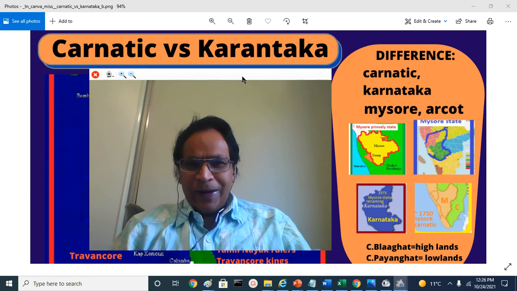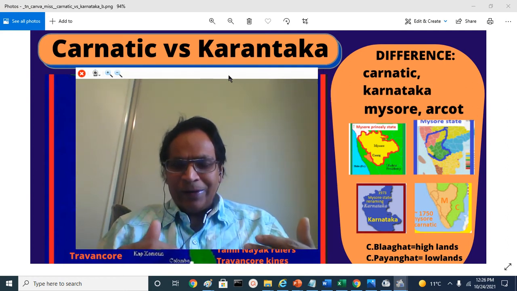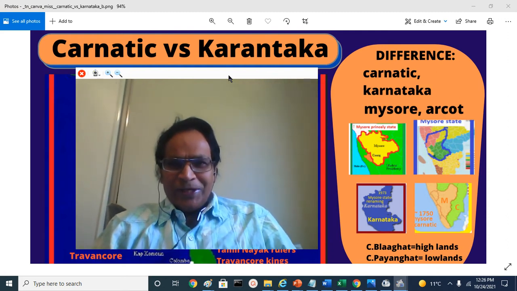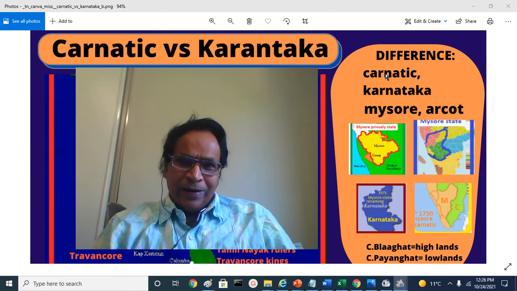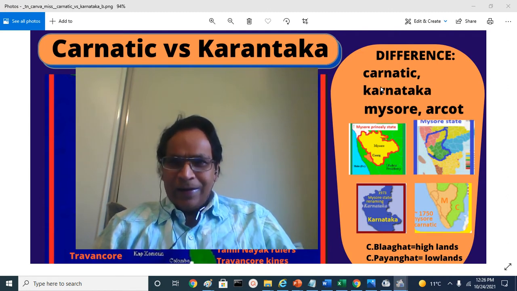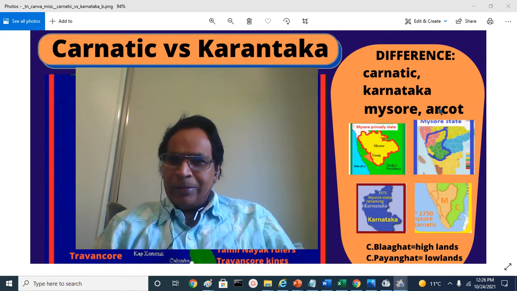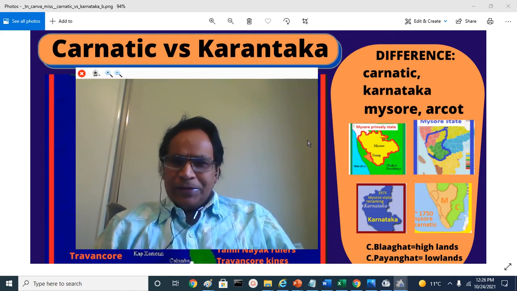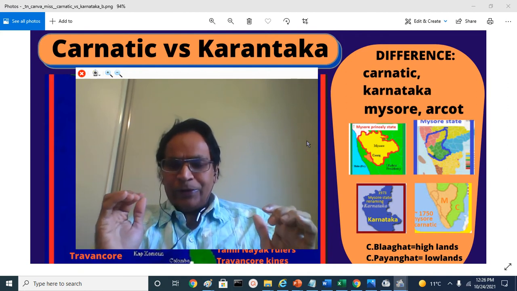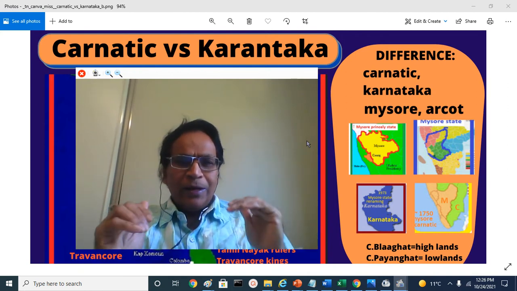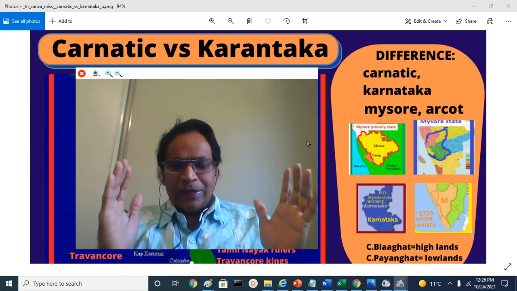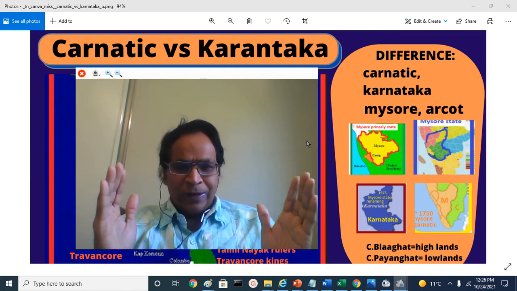Today we are looking at the Deccan, the southern part of Bharat called Deccan or Dakshina, and we see the difference between Carnatic, Karnataka, the Mysore Principality, the Mysore State, Mysore Province, Arcot region, and Carnatic Nawabi, Carnatic region. These are very confusing terms for most people, and the meanings overlap, and the meaning has certain historical significance, historical context.